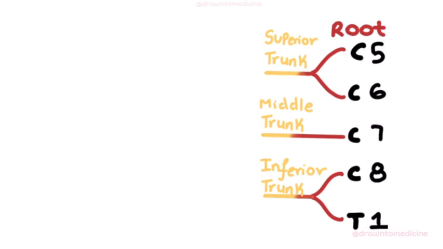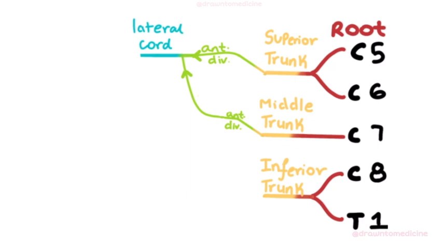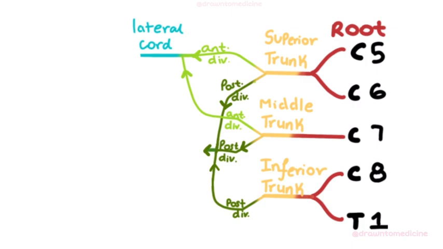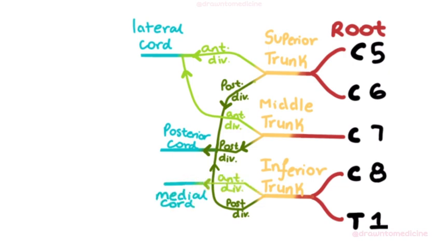Now, what do we have arising from our trunks? We have our divisions. So the anterior divisions of the superior and middle trunk will form the lateral cord. And if we take all of our posterior divisions, we can form the posterior cord. And now if we use up our anterior division from the inferior trunk, we can form the medial cord.